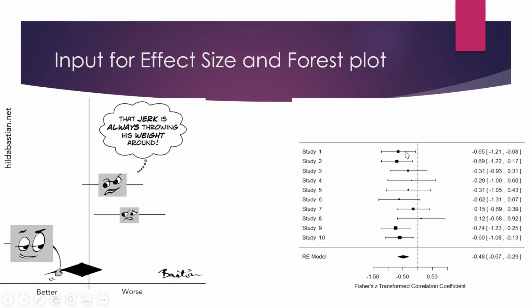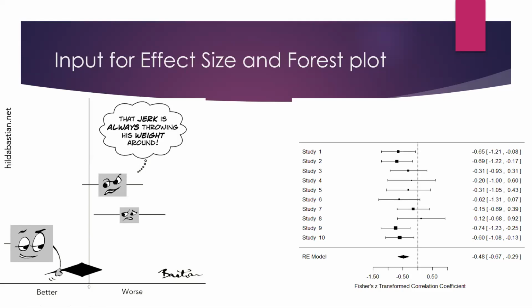Just on the right of this horizontal line, you have a value reported, which is minus 0.65. This is nothing but the correlation value of each study. In brackets, you have the upper limit and lower limit, minus 1.21, comma, minus 0.08. So now here I have to explain to you 3 concepts: upper limit, lower limit, and weights.